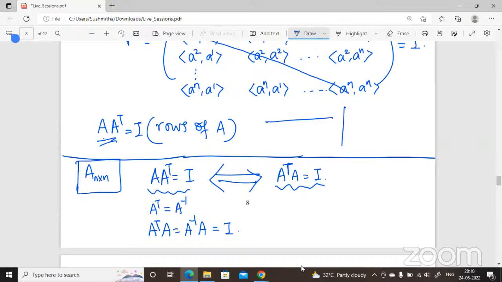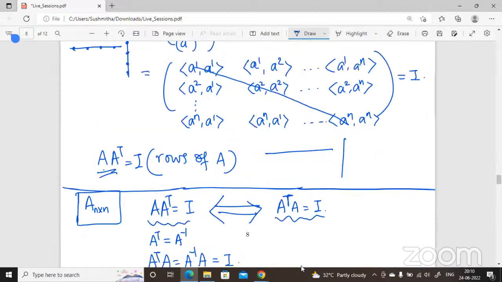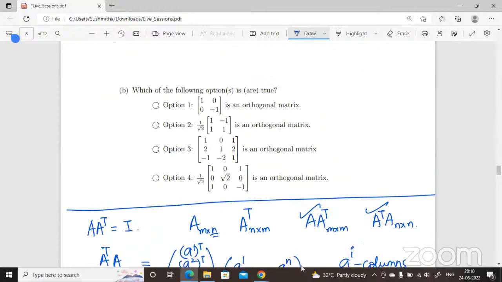So can I tell that if the columns of A form an orthonormal set, then the rows of A also form an orthonormal set if it is a square matrix? Yes, ma'am. Because A A transpose equal to identity is equivalent to telling that the rows are mutually orthonormal. So for a square matrix, to check if it is orthogonal, you have to check if the columns are orthonormal or rows are orthonormal. That's it.